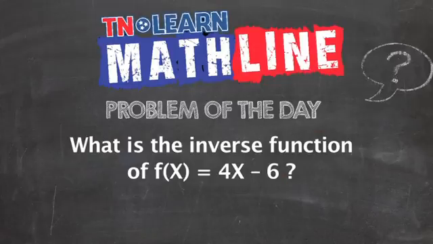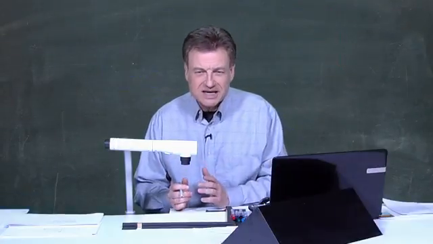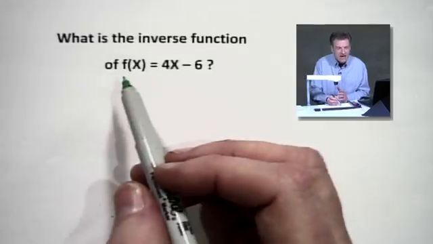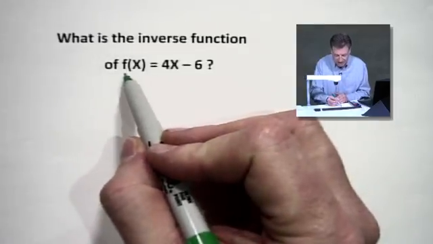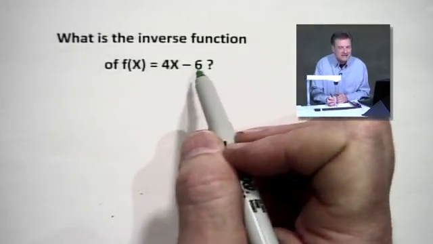What is the inverse function of f of x equals 4x minus 6? And this is more along the lines of an Algebra 1, Algebra 2 type problem, all right? But what is the inverse function? And notice what we have here. We already have a function: f of x equals 4x minus 6.